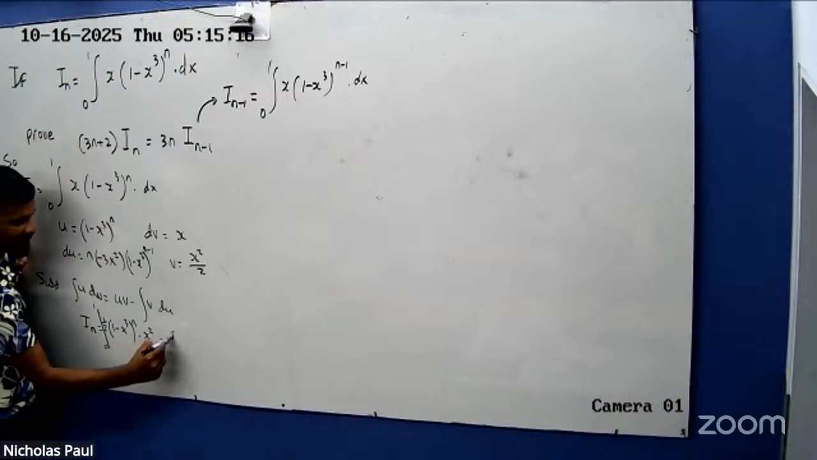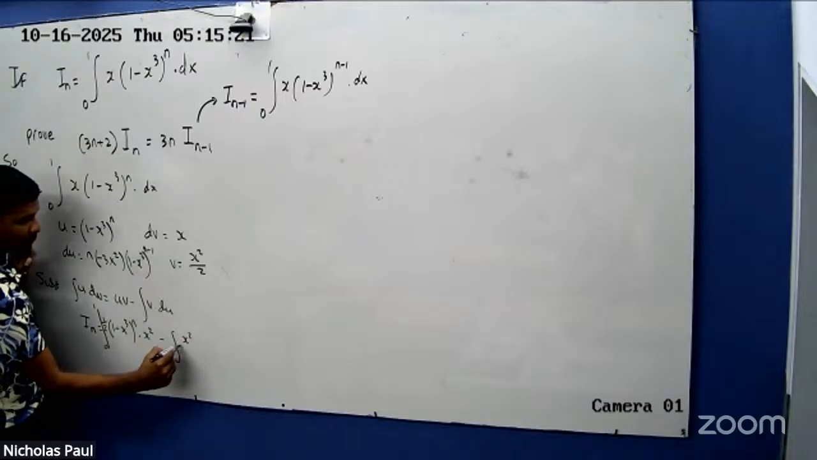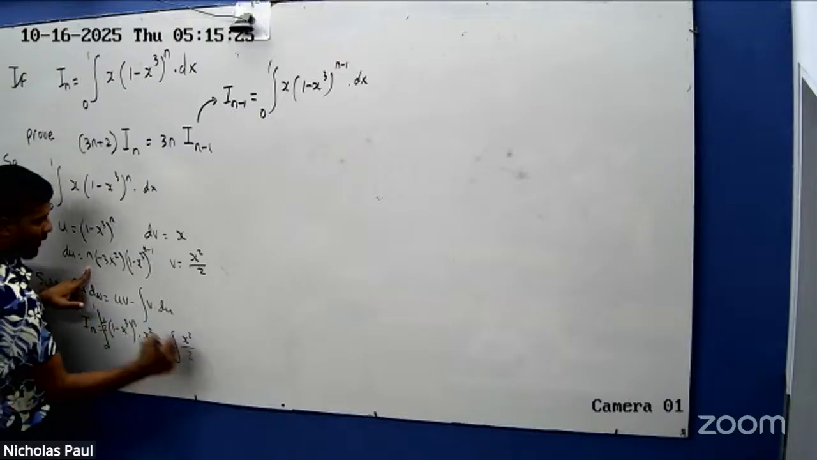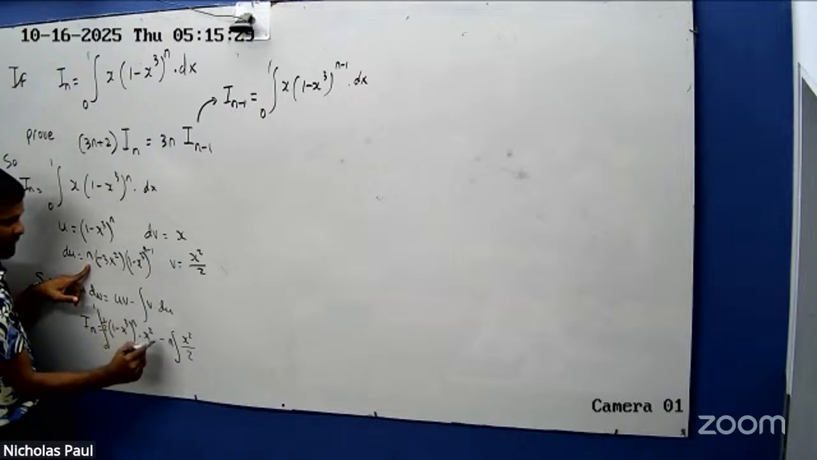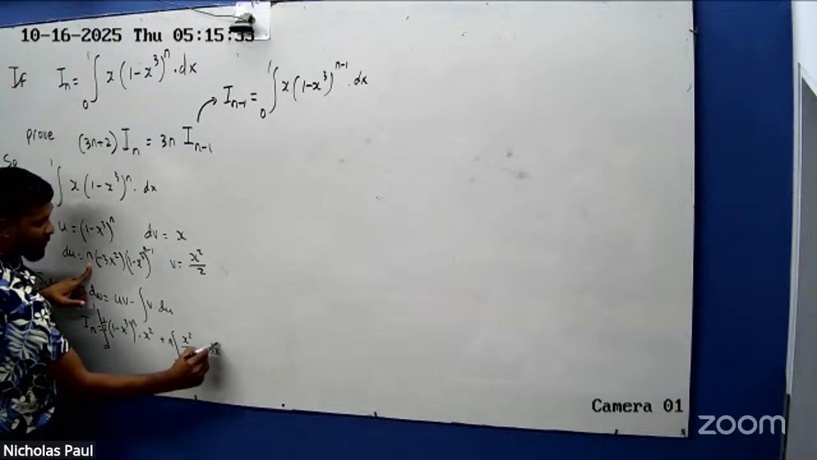Minus the integral of v, this is v, times du. So I put the n outside so I don't get tied up. I put the minus sign outside so you don't mix them up. And inside here I put in 3x².